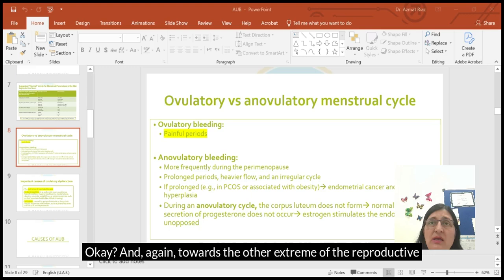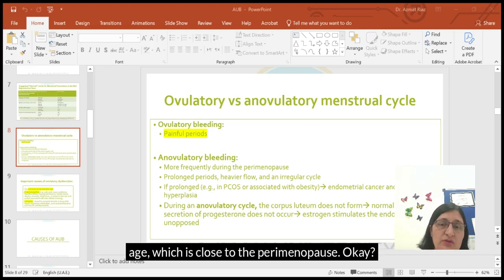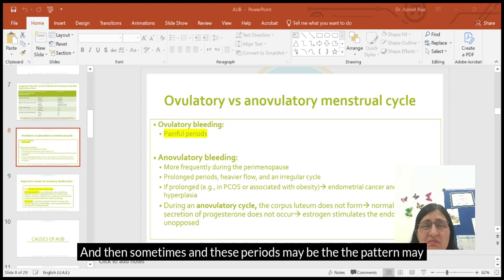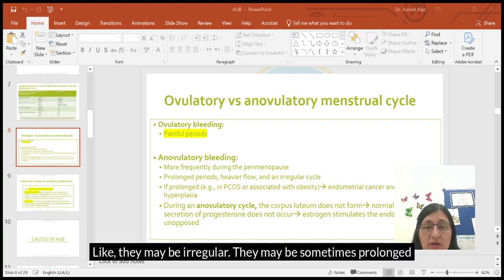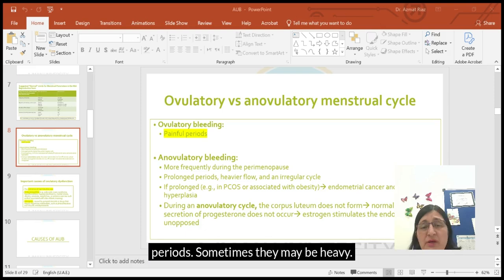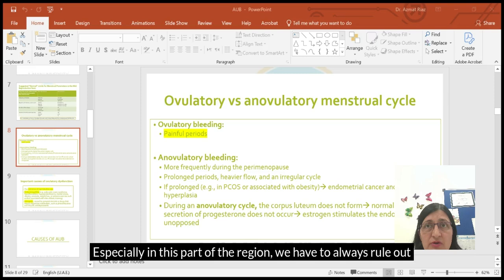And again, towards the other extreme of reproductive age, which is close to perimenopause, the pattern of periods may be very different. They may be irregular, sometimes prolonged, sometimes heavy, sometimes light. We have to rule out certain conditions, especially in this part of the region.